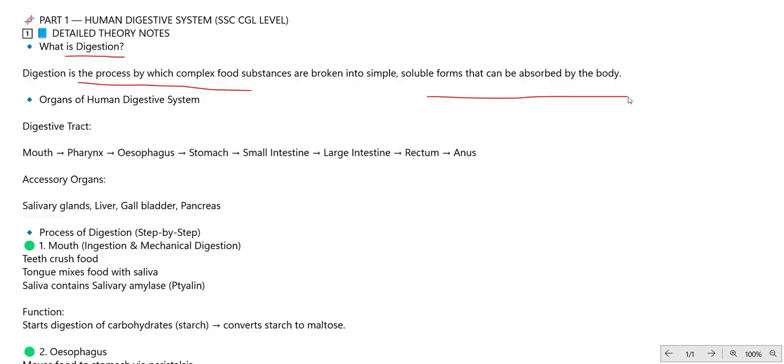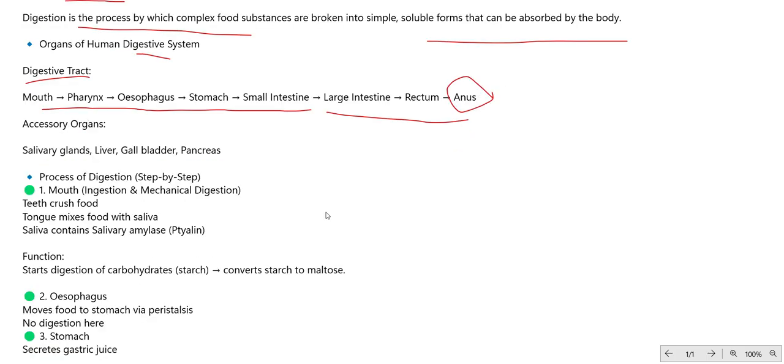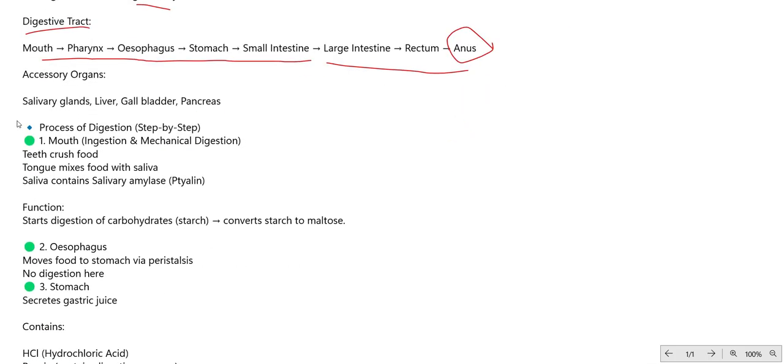The organs involved in the human digestive system are, first, the digestive tract, which starts with the mouth, then goes to the pharynx, then the esophagus, then the stomach, then the small intestine, then the large intestine, then the rectum, and the last one is your anus. The accessory organs are the salivary glands, liver, gallbladder and pancreas.